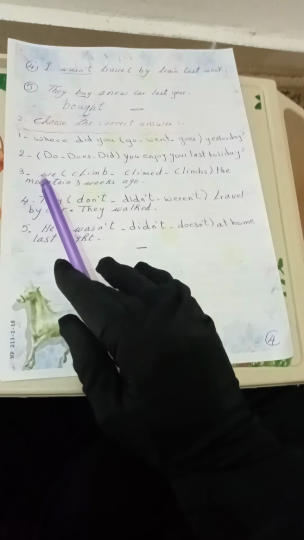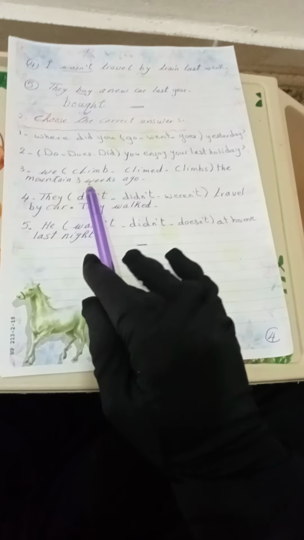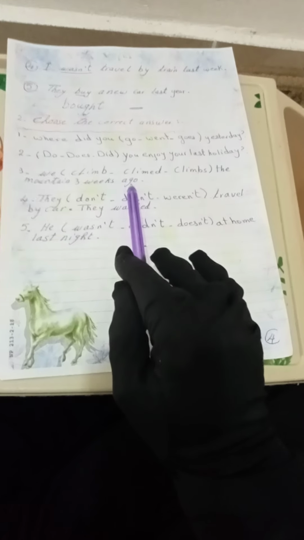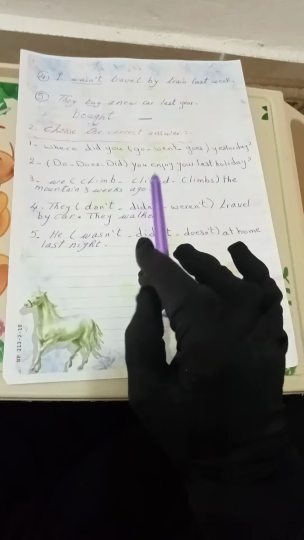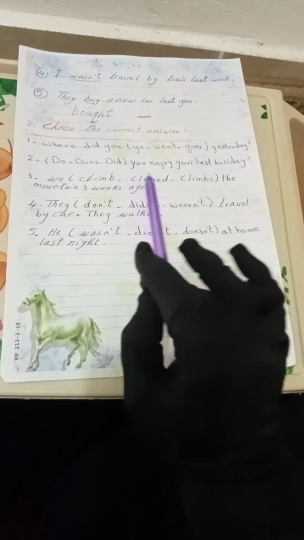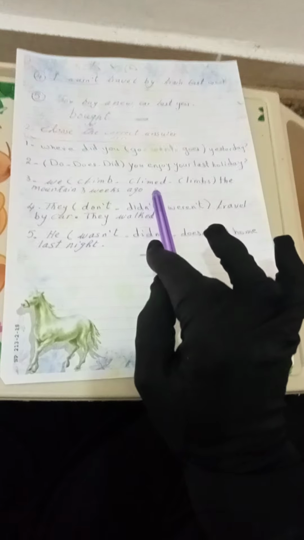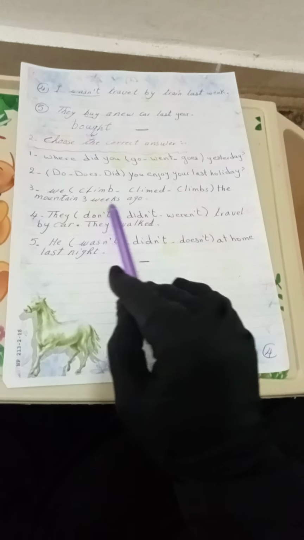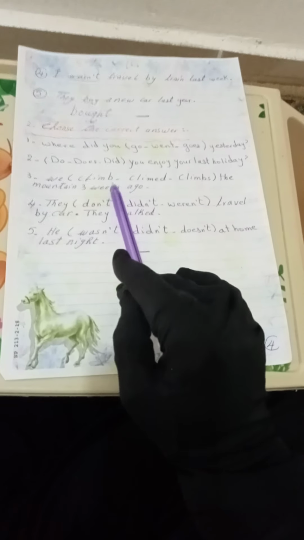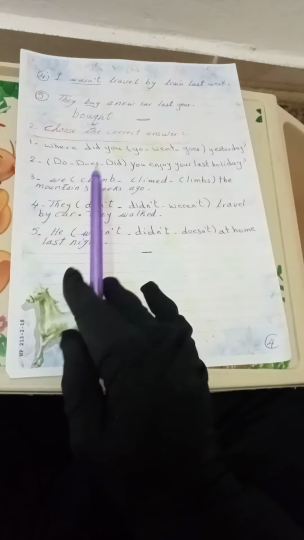Okay, number 3. We climb or climbed or climbs the mountain 3 weeks ago. Like we say, the expression plus ago refers to the past tense, okay? Excellent. We climbed. Why? Because we have 3 weeks ago, referring to the past tense. We climbed the mountain 3 weeks ago.